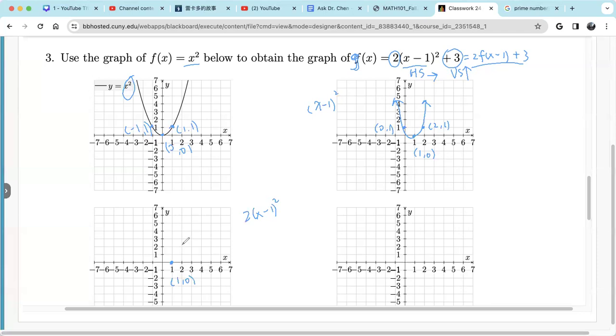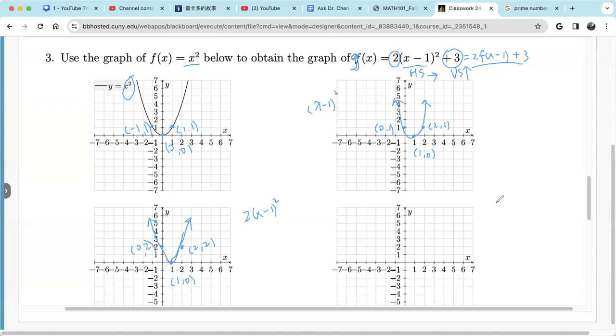So I have (2, 2). Before was (2, 1). Now it's (2, 2). Then before was (0, 1), but 1 times 2, I have the (0, 2) point. So these 3 points. Also, I graph it roundish, not a straight line. Okay, so this is a graph of 2 times x minus 1 squared.